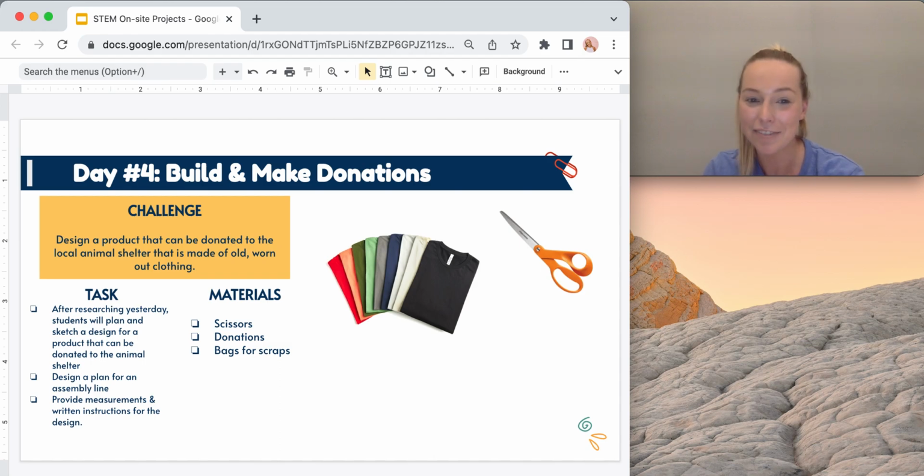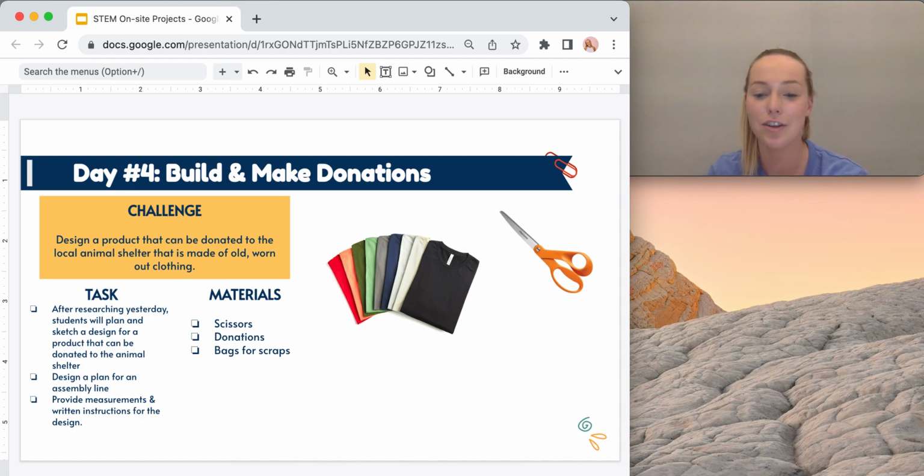So what they're going to need for today is all those donations that you've been collecting all week. So we had lots of shirts and towels and all that jazz. And then scissors. And so that's really all you should need. You don't need needles and thread unless you want to go that route, but we just did scissors and donations.